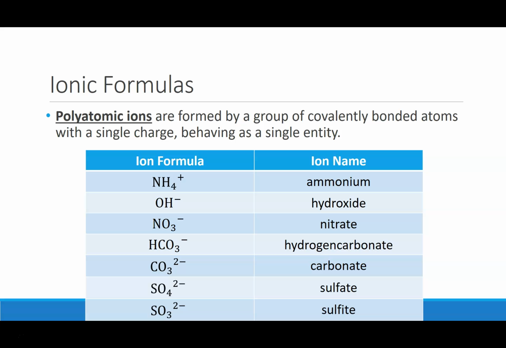A polyatomic ion is a group of covalently bonded atoms with a single charge, behaving as a single entity. The polyatomic ions that the IB requires you to know are ammonium, NH4+, hydroxide, OH-, nitrate, NO3-, hydrogen carbonate, HCO3-, carbonate, CO3 2-, sulfate, SO4 2-, and sulfite, SO3 2-. You also have an extended list of polyatomic ions that was given to you at the beginning of the school year.